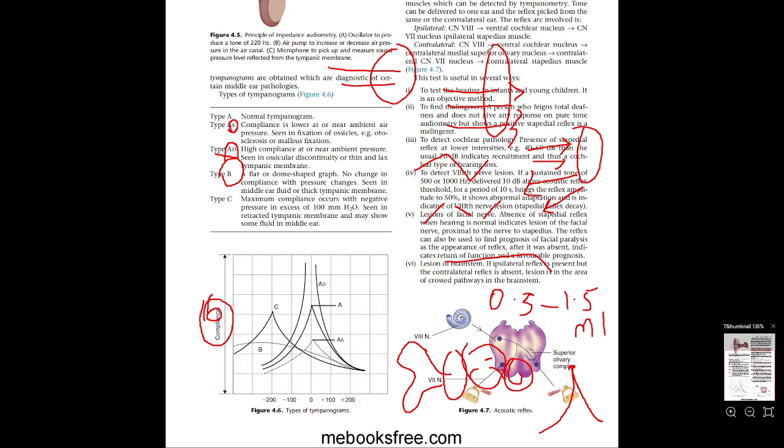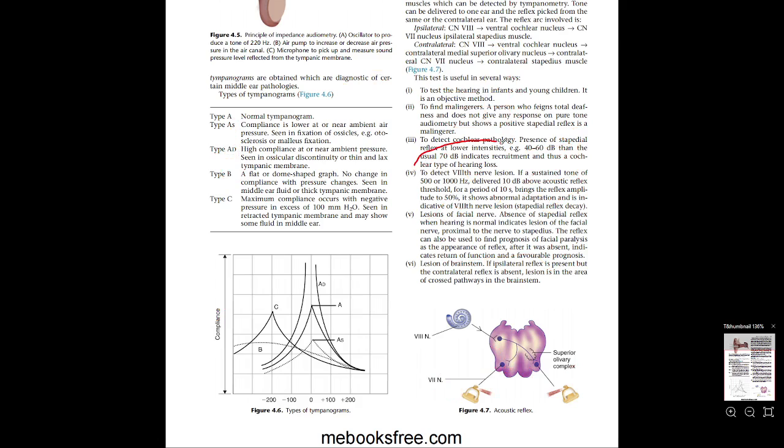Okay, so it will show a type B curve like this. This one, the dotted one. Okay, this is a type B curve. And the type C curve is a bit tricky. As you can see, the maximum point is being made at minus 200. Okay, it is due to some problem with the eustachian tube.